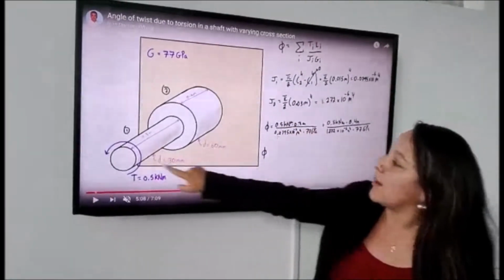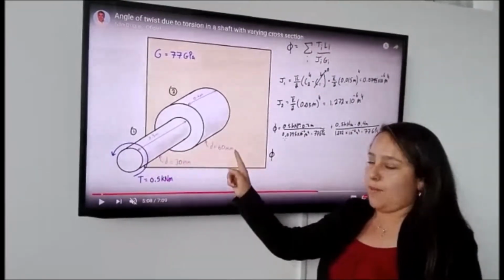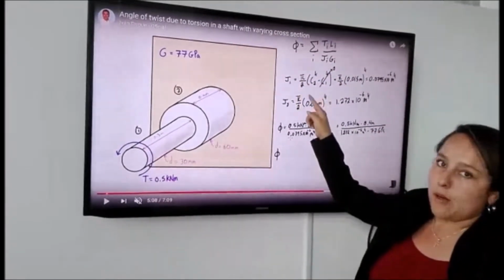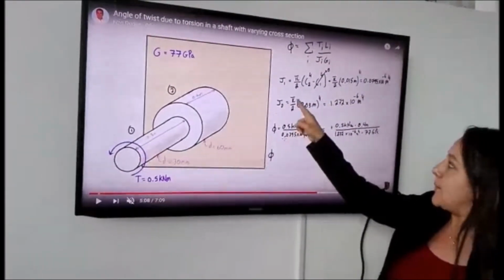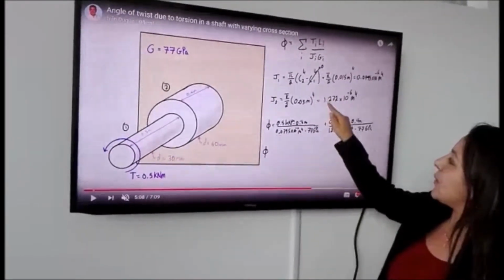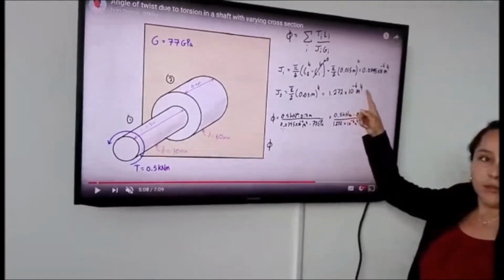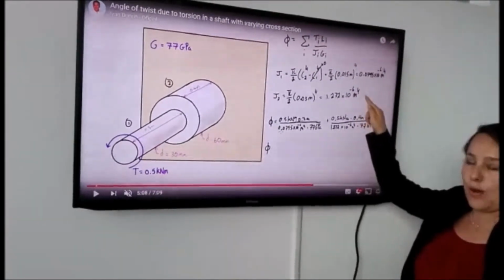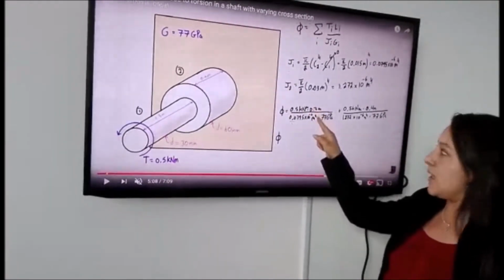Here it's also a solid shaft, so c1 is going to be 0. So we have only the outer radius of 30 millimeters, which is 0.03 meters. To the power of 4, this gives 1.27 times 10 to the minus 6 meters to the power of 4. Now we want to put this into our angle of twist equation.